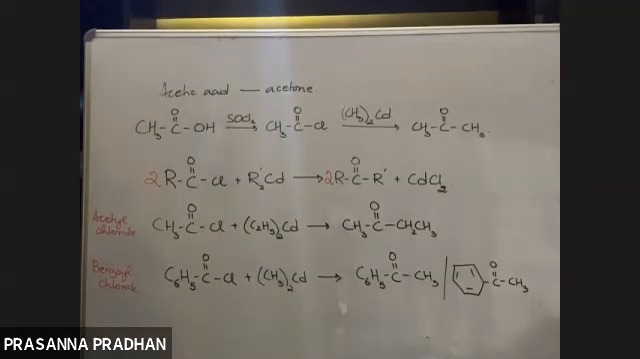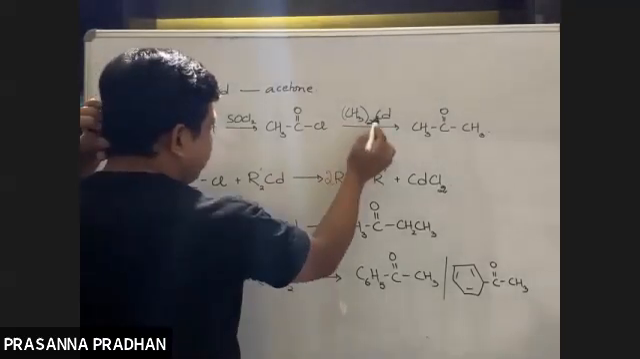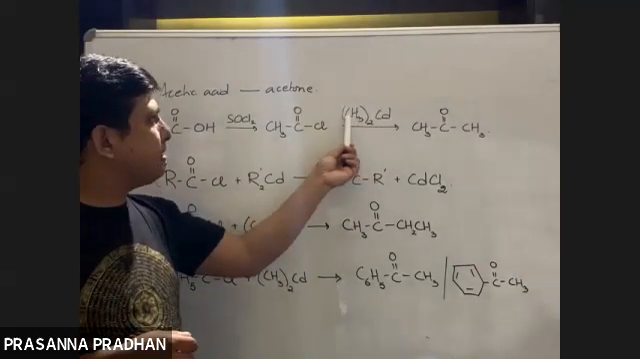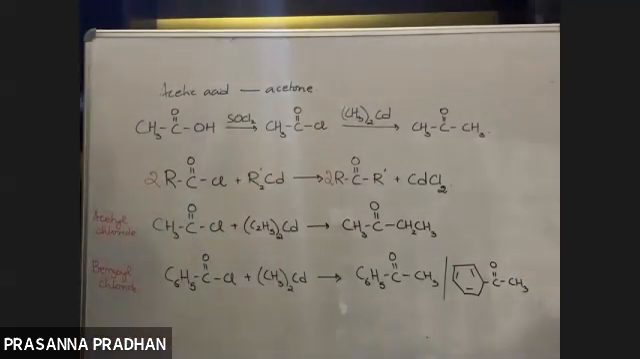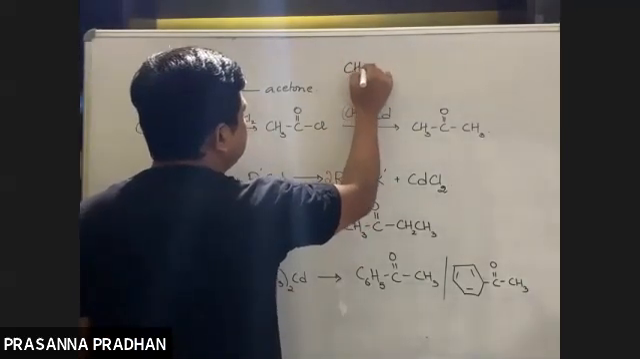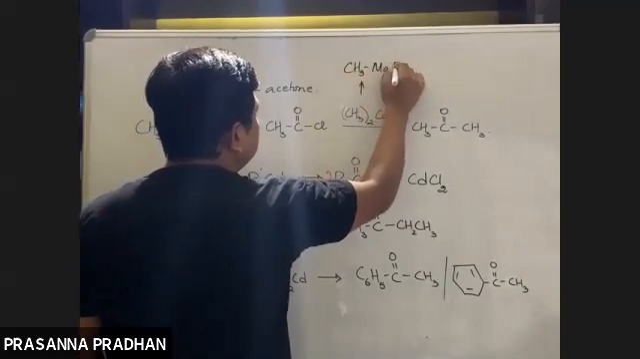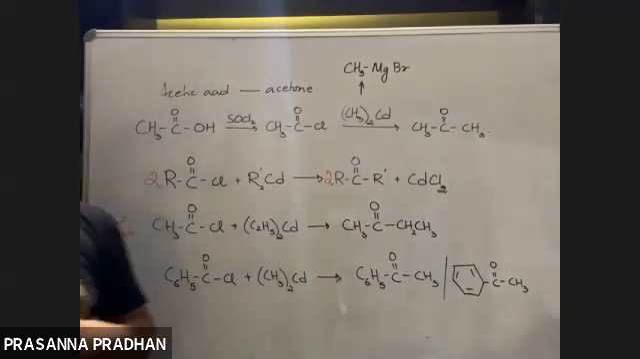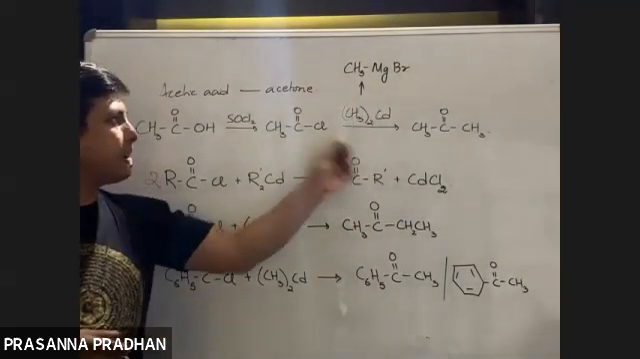Now, this dialkyl cadmium. Cadmium is a metal, and here the metal is directly connected to a carbon atom. What are these classes of compounds known as? Where we have a metal-carbon bond, these compounds are known as organometallic compounds, just like a Grignard reagent. In a Grignard reagent we have a metal-carbon bond, and in dialkyl cadmium we also have a metal-carbon bond.